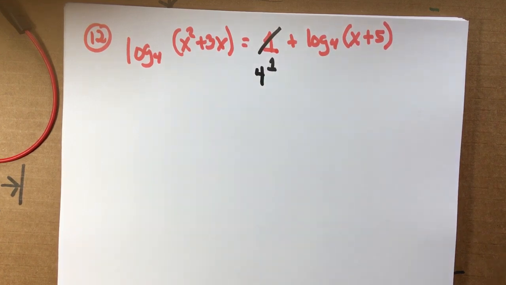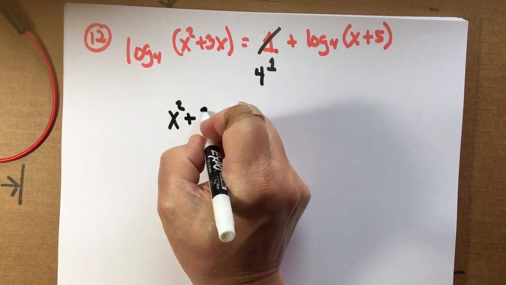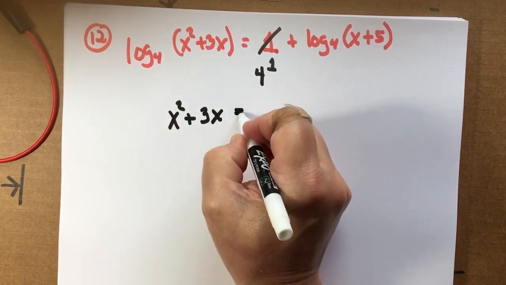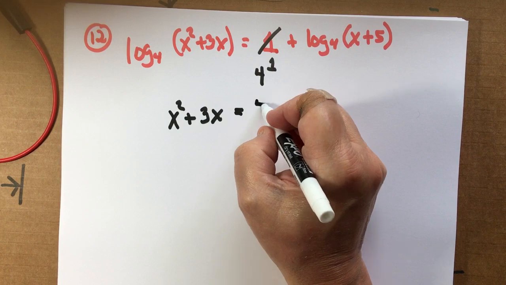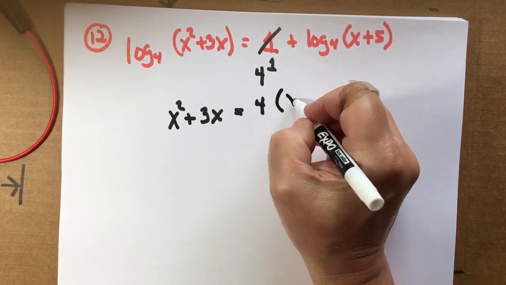Now everything has the word log or is an exponent, same thing. We can begin. X squared plus 3x equals 4 to the first, which is 4. They're adding exponents or logs, therefore they're multiplying.